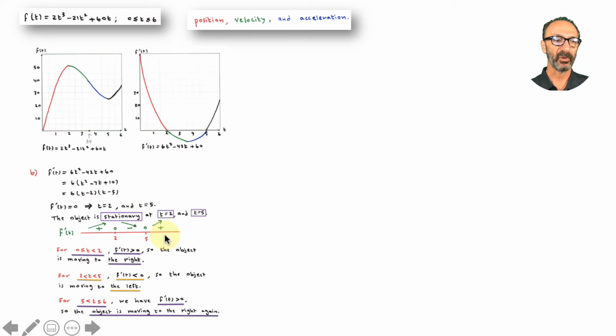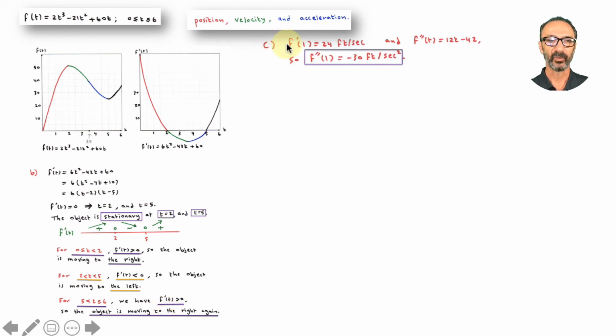Now, the book or this problem is not designed for increasing and decreasing. They're saying moving right and left, so let's talk about that. For 0 to 2, that's this part, f prime is positive, so the object is moving to the right. When f prime is negative, that's between 2 and 5, the object is moving to the left. 5 to 6, positive derivative, the object is moving to the right again.